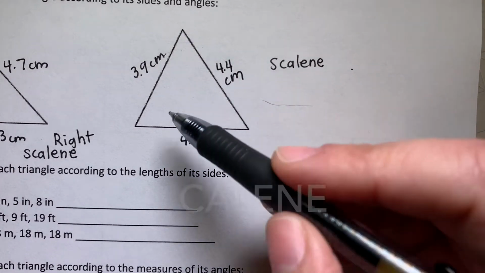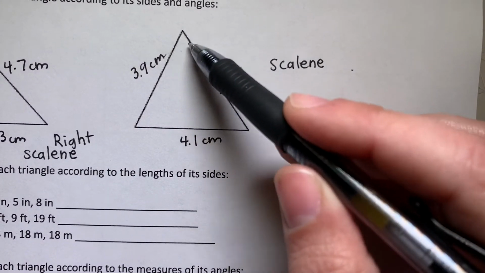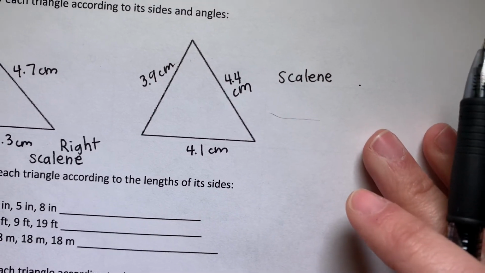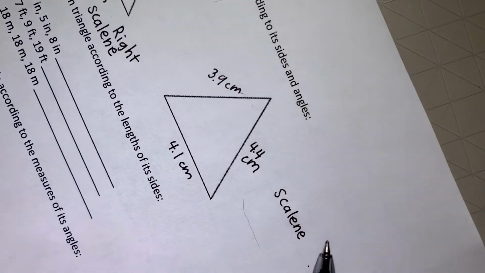And now just by looking at these angles, I can see that all of these angles are less than 90 degrees. If you're not sure, you can always pick up your paper and rotate it.